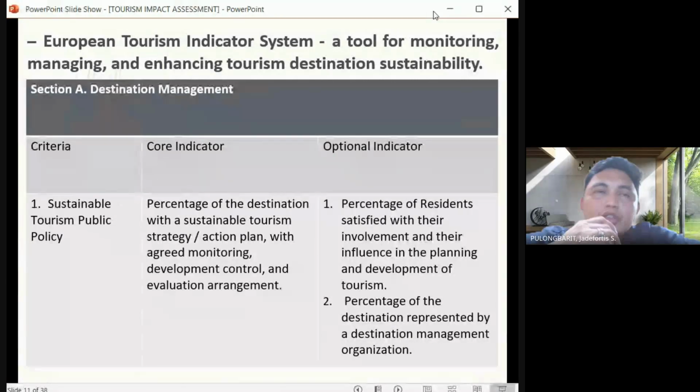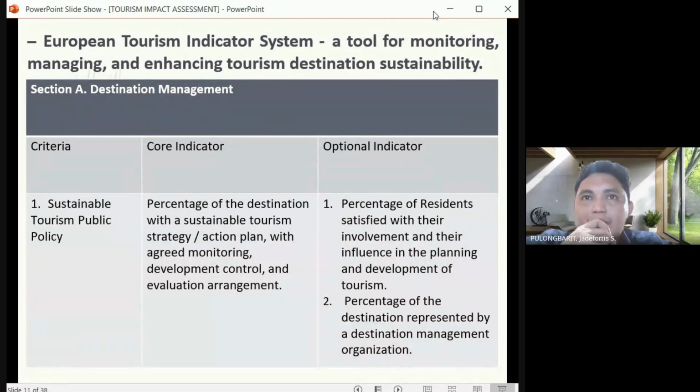So actually, may mga sections siya, or that is called title, and then meron siyang criteria, core indicator, optional indicator. So first section is destination management, which is composed of sustainable tourism public policy. So actually, ang kanyang core indicator, percentage of the destination with a sustainable tourism strategy, action plan with agreed monitoring, development, control, and evaluation. As you can see in the core indicators, chine-check yung percentage ng destination with sustainable strategy and action plan. So, yun yung sa under na sustainable tourism public policy.